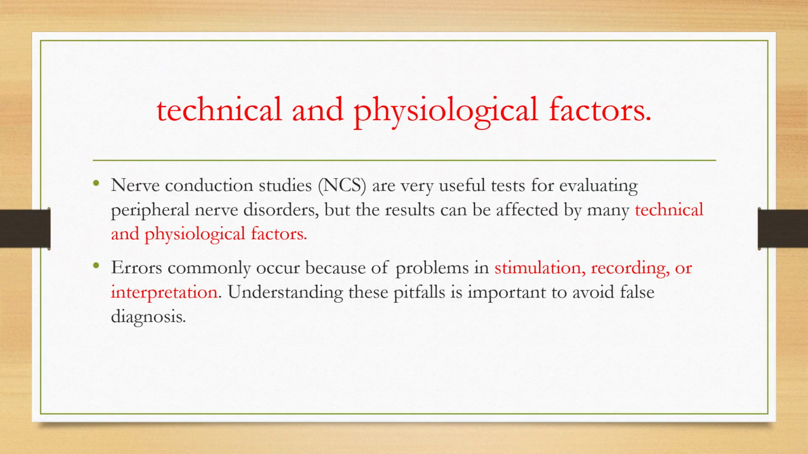Technical and physiological factors. Nerve conduction studies are very useful tests for evaluating peripheral nerve disorders, but the results can be affected by many technical and physiological factors. Errors commonly occur because of problems in stimulation, recording, and interpretation. Understanding these pitfalls is important to avoid false diagnosis.